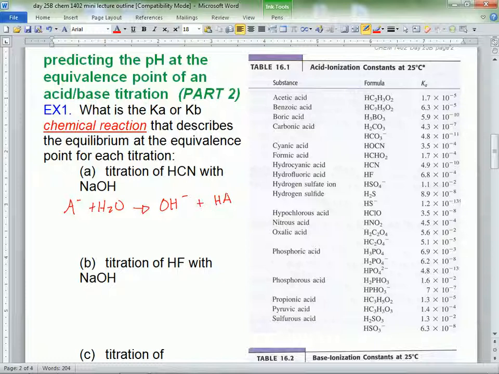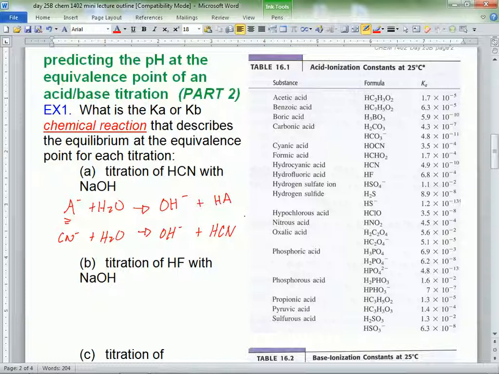Except if this was a quiz or a test question, this would be wrong, because I want the exact reaction, not the general reaction. So what would the exact reaction be? Danielle, do you see what I'm after? Not C, it has to be the conjugate base, though. Not HCN. It has to be CN with a minus. Perfect. Keep going. Perfect. So that's what they want.